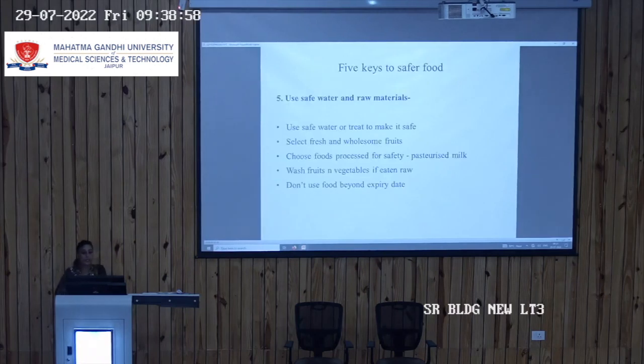And the fifth one is use safe water and raw materials. Safe water, that is for drinking purpose and cooking purpose. The water used should be clean and hygienic. Select fresh and wholesome foods. Choose foods processed for safety, especially milk, which should be pasteurized. Wash fruits and vegetables if they are eaten raw, and look for the expiry date for the food. Expired food should not be used. So these are the 5 keys to safer food.